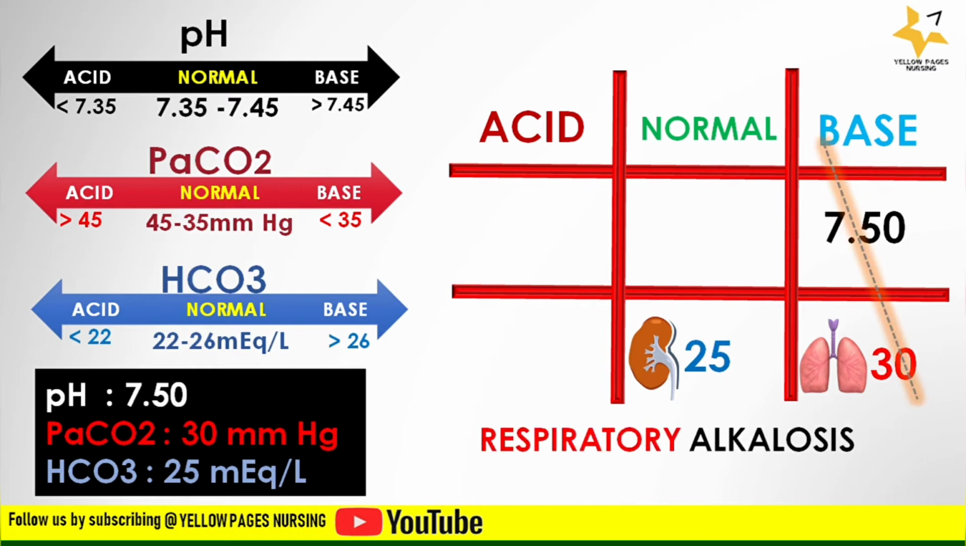Now, to identify the degree of compensation, when we see bicarbonate value, it is within the normal range and it has not undergone any change to correct the imbalance, and hence we say this is an uncompensated respiratory alkalosis. Let's look into the other example.